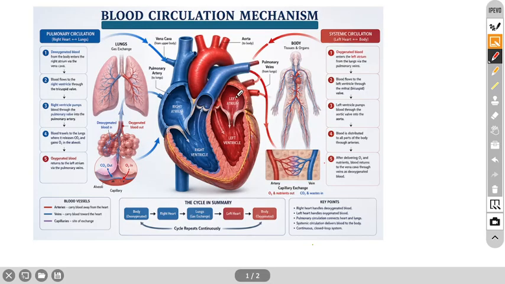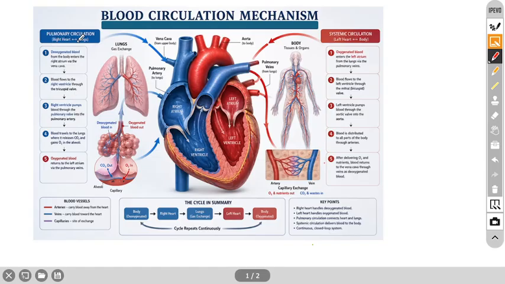Then the left atrium fills with the oxygenated blood and transfers it into the left ventricle through the bicuspid or mitral valve. Then it fills with the oxygenated blood, and through the aorta, opening the aortic valve, it transfers oxygenated blood and nutrients to the whole body, which is the complete blood circulation.